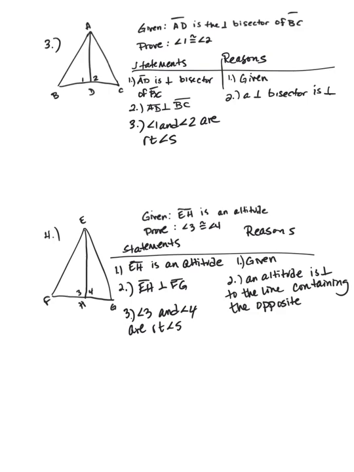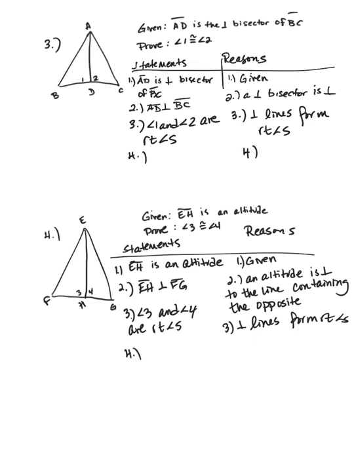Okay, my reason would be the same as well, because in line 2, both of these proofs I had perpendicular. So the reason would be that perpendicular lines form right angles. So the reason on number 4 would be the same. Perpendicular lines form right angles. So then we can say that these angles are congruent for the same reason.